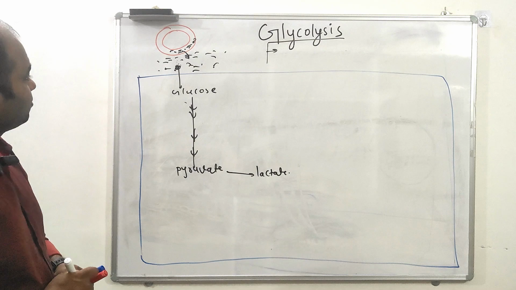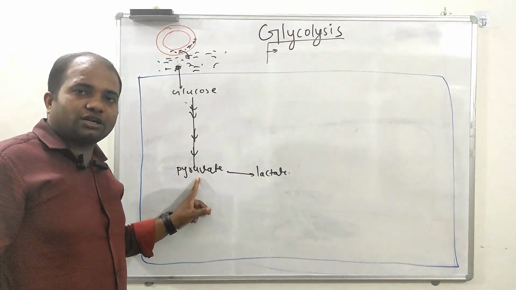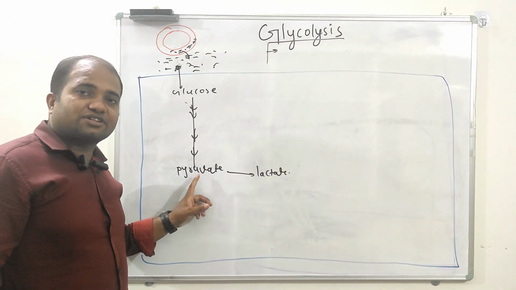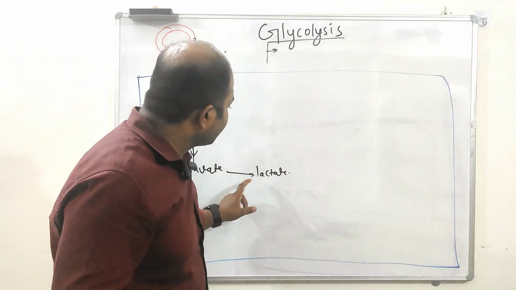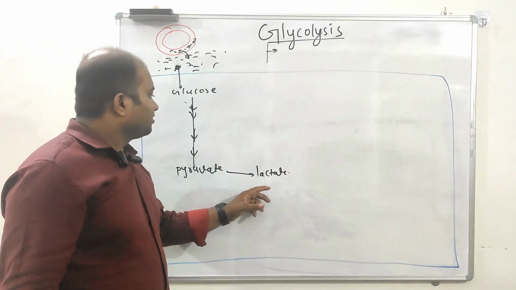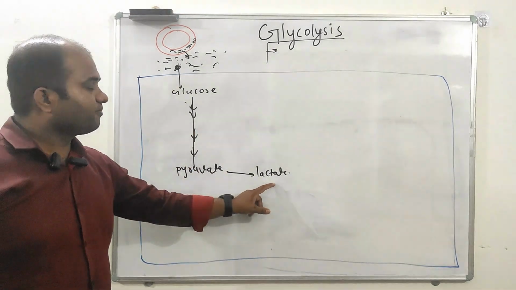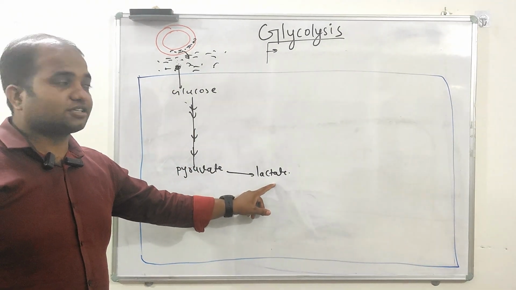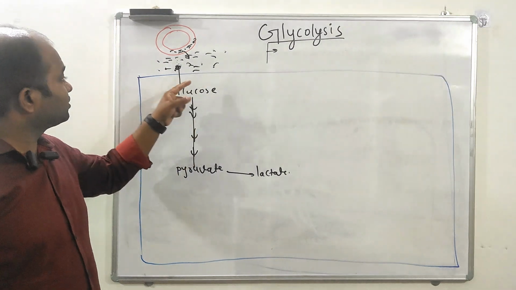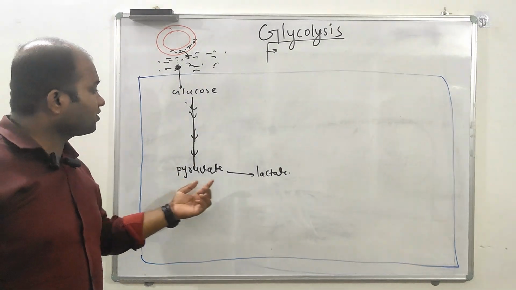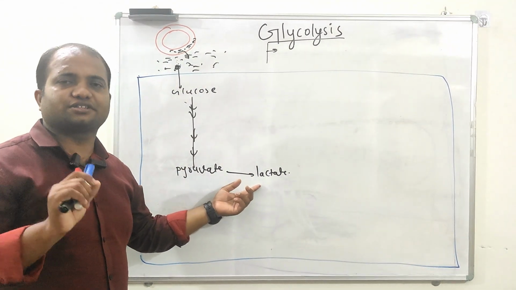So the conversion of glucose into pyruvate occurs in aerobic conditions, while in the absence of oxygen or absence of mitochondria, it can convert into lactate or lactic acid. This is known as glycolysis. So it is a metabolic pathway in which glucose is oxidized into pyruvate or lactate. It's a simple definition, right?